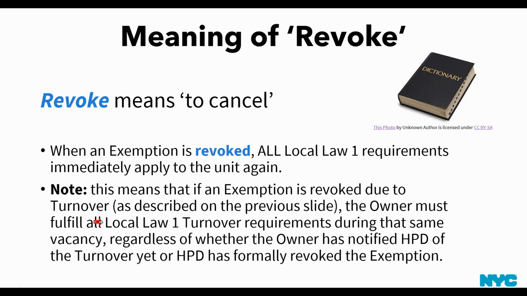So just to provide an example, let's say that I'm a building owner. I had a unit that received an exemption 5 years ago, well before I knew that this new threshold was coming up. And now I know that there's going to be a vacancy on March 1st. On March 1st, I will have to begin fulfilling all of the Local Law 1 requirements for that unit, the annual notice and investigation, safe work practices, et cetera. And that includes the turnover investigation on that first vacancy that's going to occur on March 1st in my imaginary example.